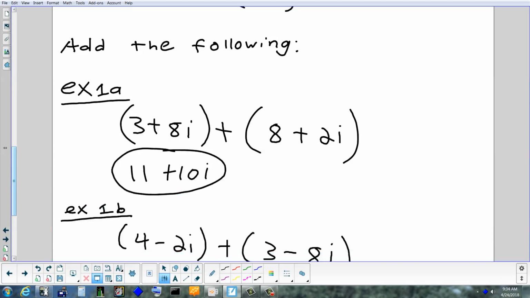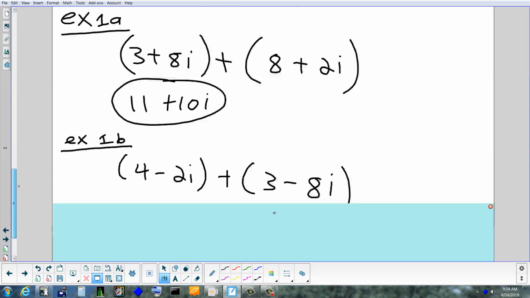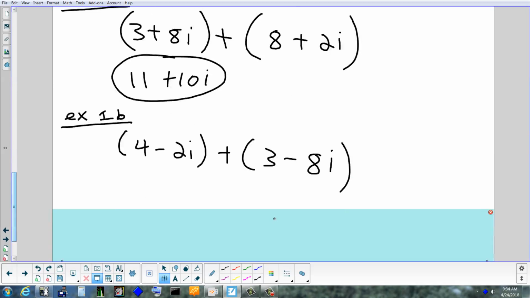Let's try another one. So we've got 4 minus 2i plus 3 minus 8i. So take a second and see if you can figure out what you get when you add those together. Right, so Emma, can you tell me what you got when you added those up? I got the 4 and the 3 add up to 7. Yeah, so the real part is 7.